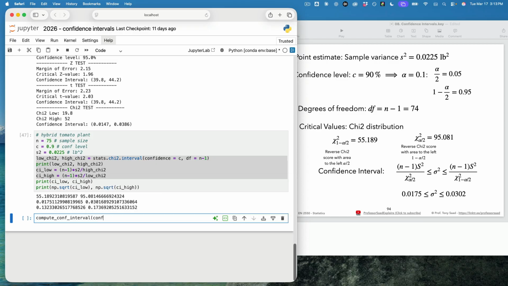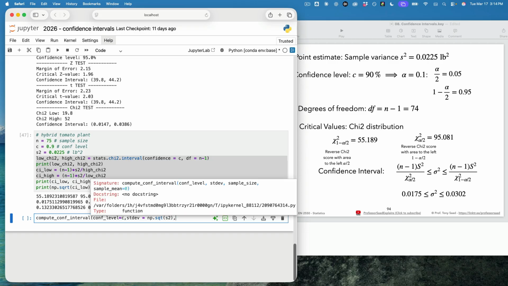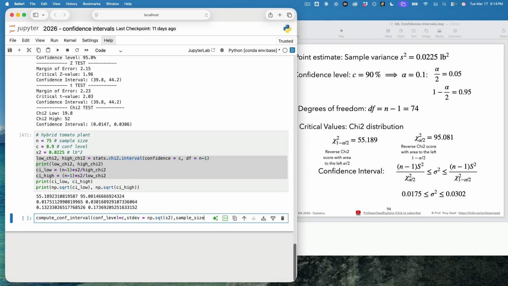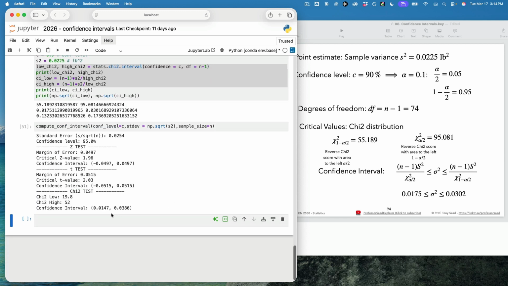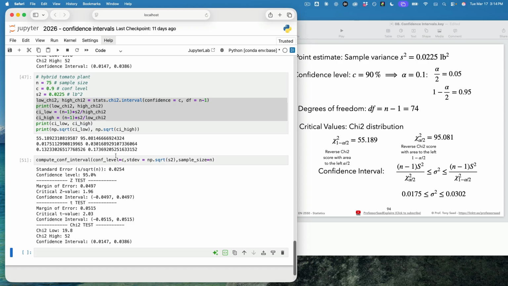And what I will do is conf level is equal to C, and then standard deviation is equal to the square root of S squared, right? Because we're giving the standard deviation. And then sample size is equal to N. And I can just run that. Okay. And then it gave me, hold on.